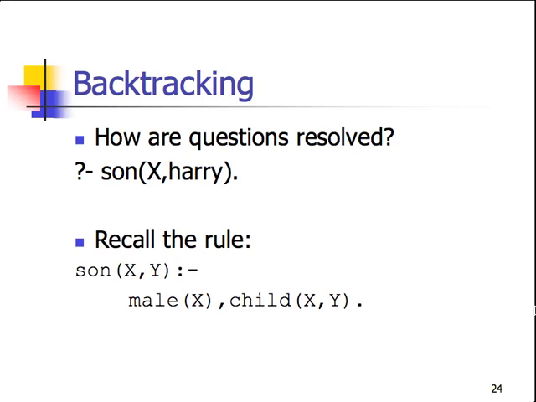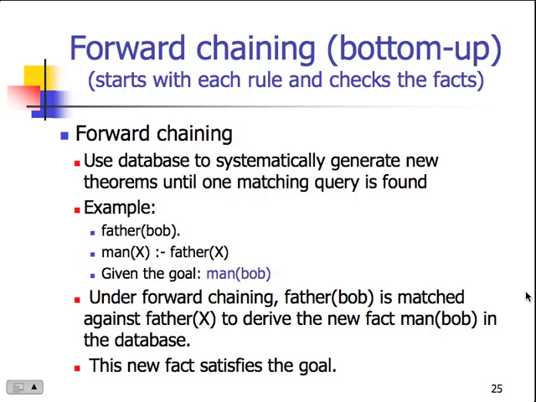So we have the concept of backtracking. So how are the questions resolved? There's forward and backward chaining that exists, and this is a concept of artificial intelligence that's covered in the textbook that is part of why we're looking at Prolog. It does a great job at following these traditional kind of methodologies. So recalling the rule that son X Y was equal to male X and child X Y, forward chaining is bottom up, starts with each one of the rules and then checks the facts.